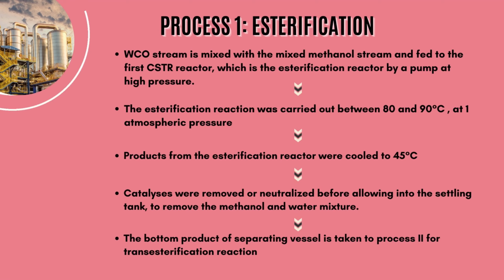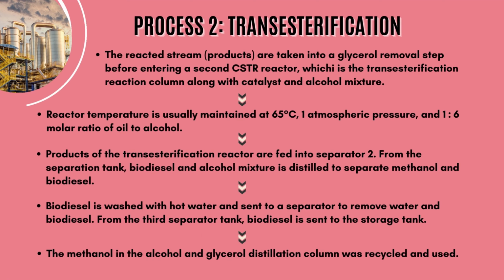Products from the esterification reactor were cooled to 65 degrees Celsius, and the catalyst was removed or neutralized before entering the settling tank to remove the methanol and water mixture. Lastly, the bottom product of the separator is taken to process 2 for the trans-esterification reaction. The reactor stream from the esterification process is taken into a glycerol removal step before entering a second CSTR, which is the trans-esterification reaction column, along with the catalyst and alcohol mixture.